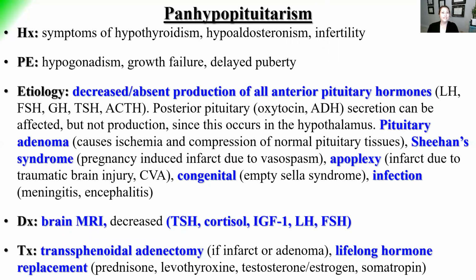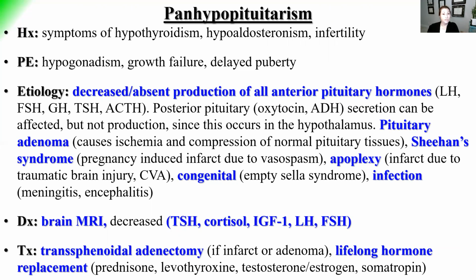Panhypopituitarism. This is where you have a decreased or absent production of all of your anterior pituitary hormones. So symptoms of hypothyroidism, hypoaldosteronism, infertility, hypogonadism, growth failure, and delayed puberty, because all of those hormones are being affected. So a reminder again, that's LH, FSH, GH, TSH, and ACTH. Now, your posterior pituitary, reminder, your oxytocin and your ADH, the secretion can be affected, but not the production, because remember that the production is actually occurring in the hypothalamus.